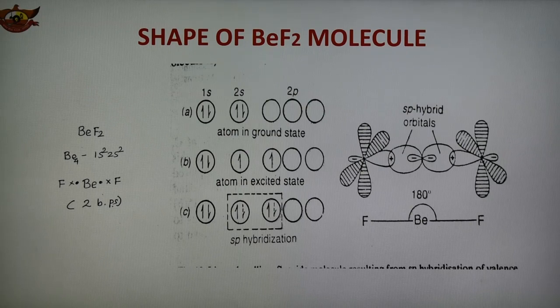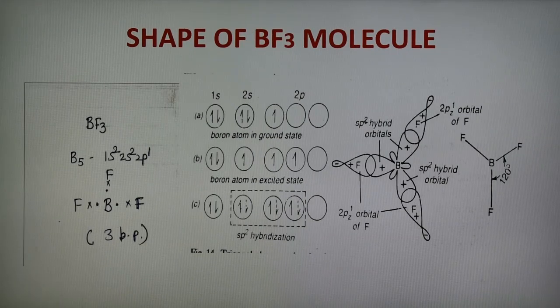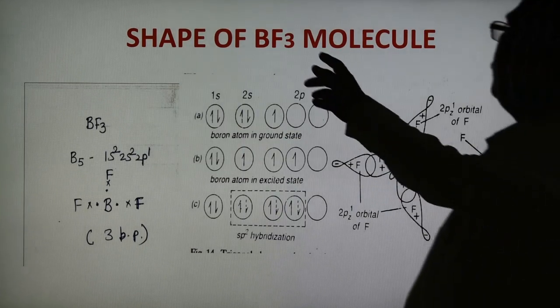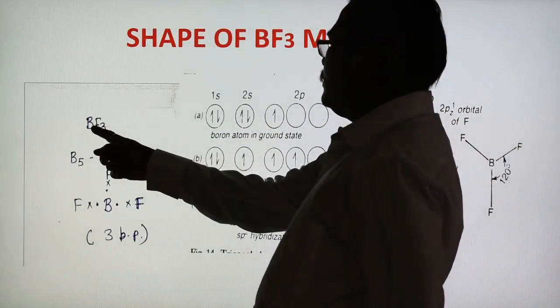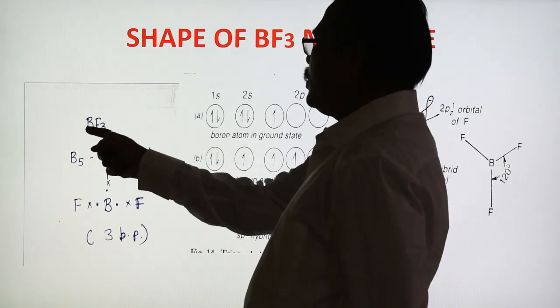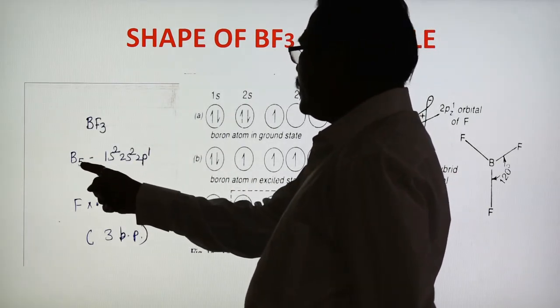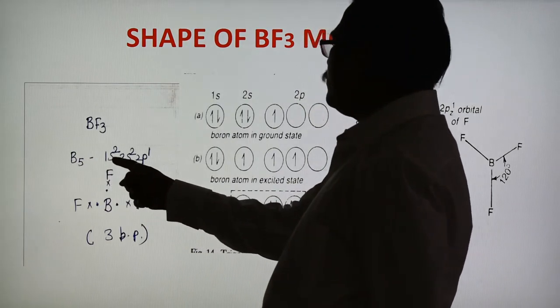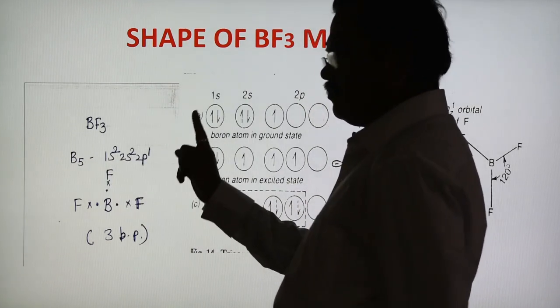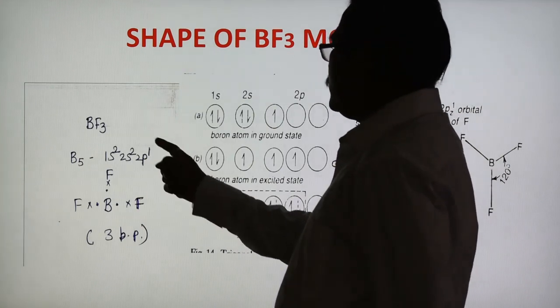Now the second example, the BF3 molecule. In BF3, boron trifluoride, the central atom is boron. The atomic number of boron is 5 and its configuration is 1s2, 2s2, 2p1. So there are 3 electrons in the valence shell.